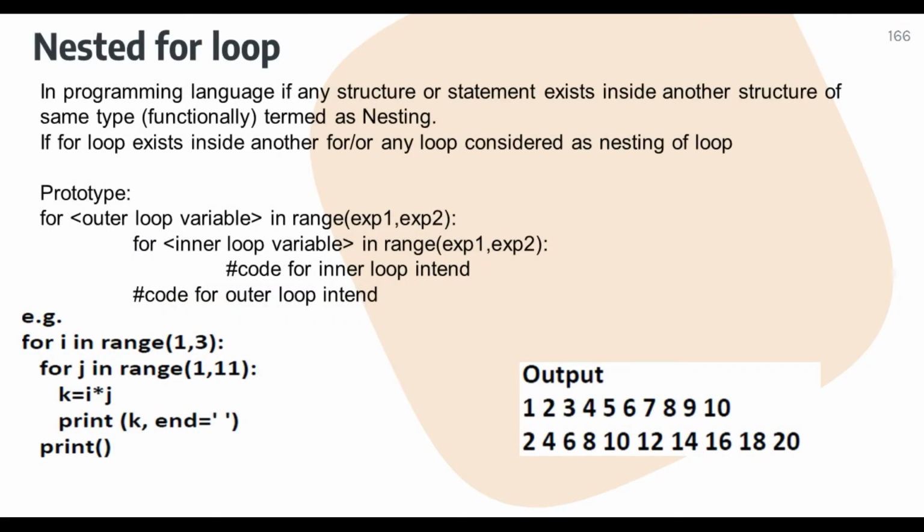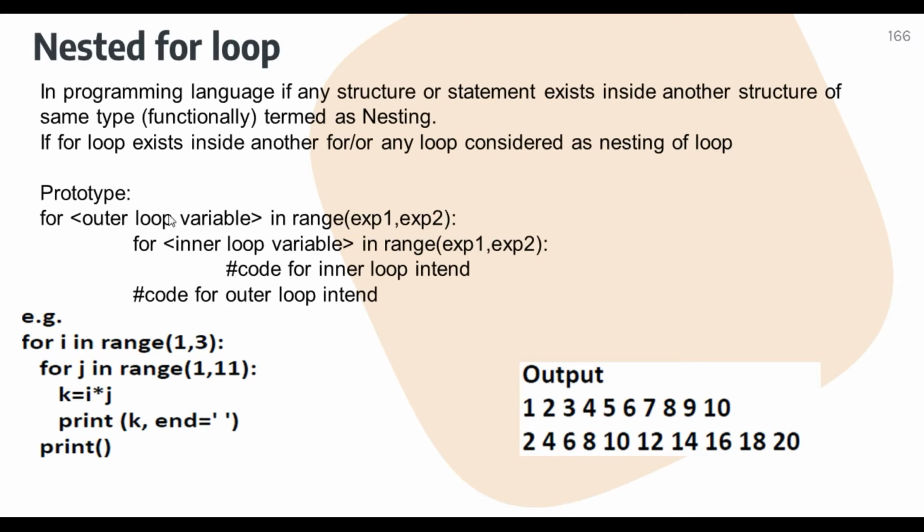Now we are talking about nesting of the for loop. Here, nested for loop, as we have learned in nested if. In the same way, in a programming language, if any structure exists inside another structure of the same type, it is termed nesting. If a for loop exists inside another for or any loop, consider it nesting of loops.